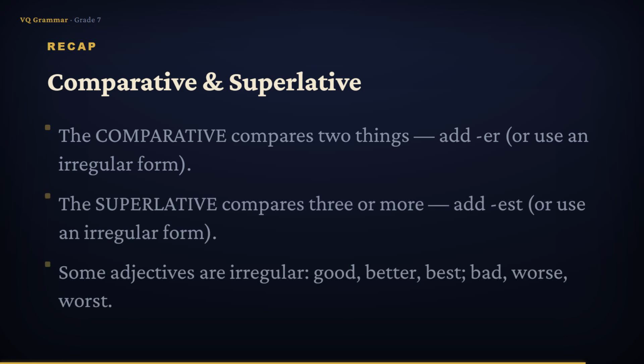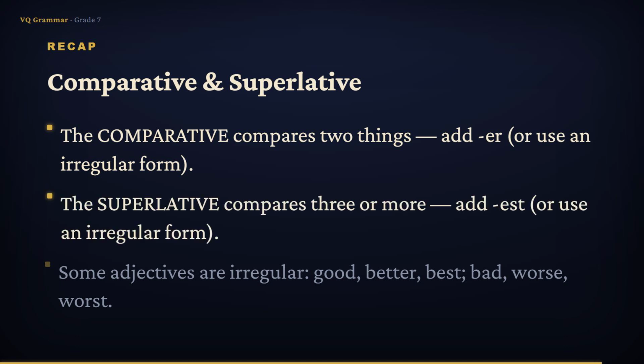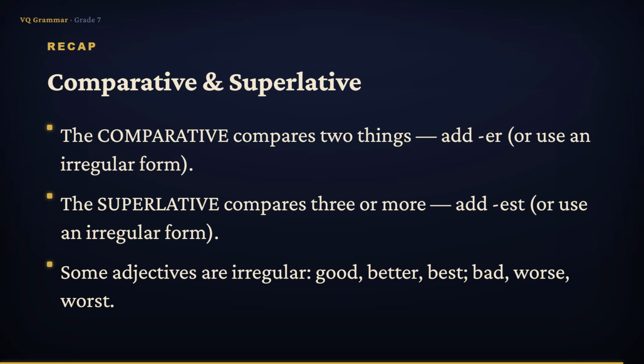Let's gather up what we learned. Adjectives can compare, and the number of things you're comparing decides the form. The comparative compares exactly 2 things, and for most adjectives, you make it by adding ER. The superlative compares 3 or more, and you make it by adding EST. Watch the spelling along the way. Double a final consonant in big, bigger, biggest, and change Y to I in happy, happier, happiest. And keep the irregulars memorized.